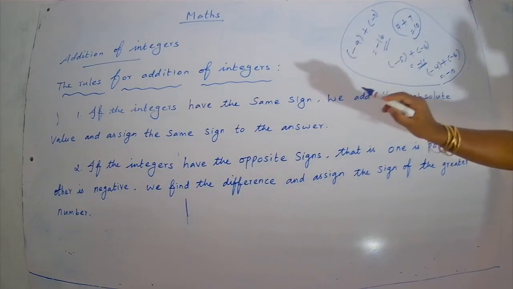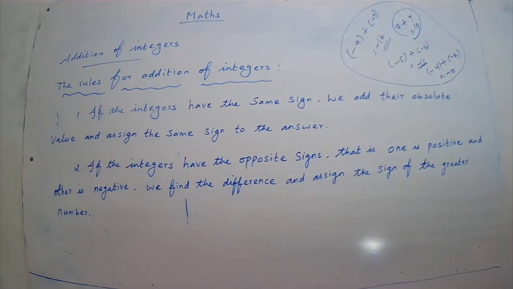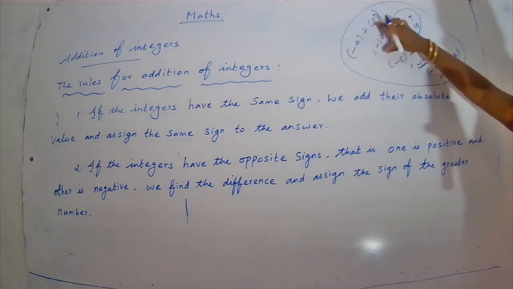What is that? If the integers have the same sign, we add the absolute value and assign the same sign to the answer. Okay children, first rule is clear? Yes. Now the second rule, if the integers have the opposite signs. First one is same sign, minus minus.